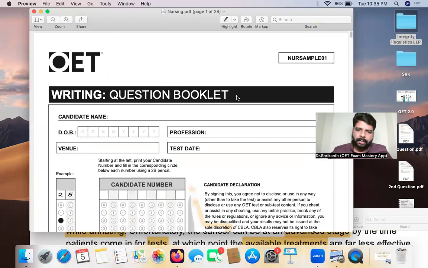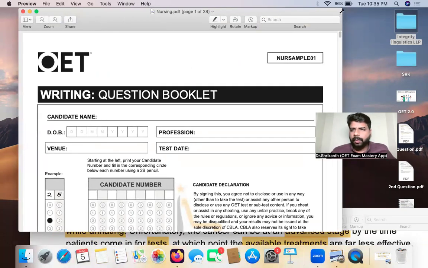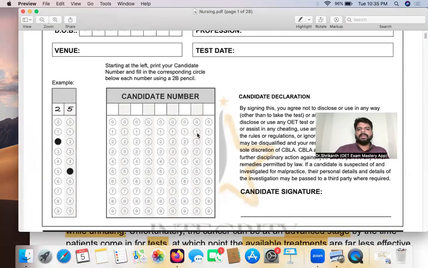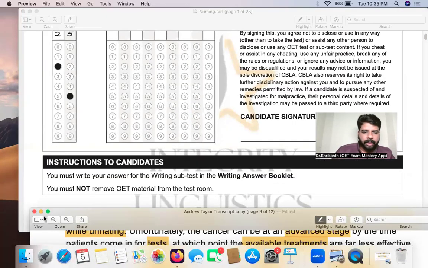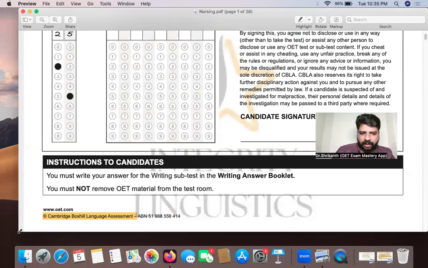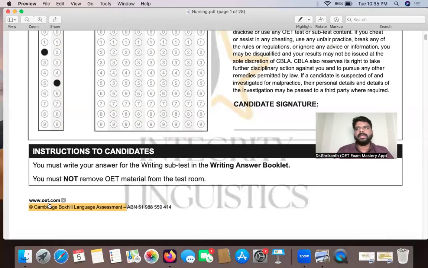Remember that writing is profession specific. Listening and reading are not profession specific. Everyone is basically getting the same question paper. An MBBS student is getting the same listening and reading. The nurse is also getting the same listening and reading. The dentist is also getting the same listening and reading.